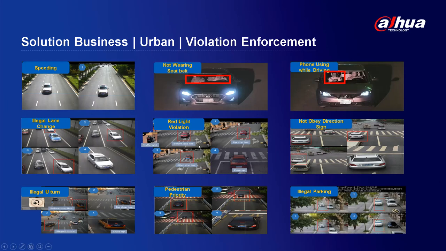Then we have red light violation. So if you cross a stop line, then we get a notification. We are able to track this. Then if you don't obey direction signs, of course, we track it. If you make an illegal U-turn where U-turn is not allowed, we track that. Then we have pedestrian priority, where pedestrians are allowed to cross. You must give them priority or it's captured as a violation. If you do illegal parking, of course, it will also be captured there.